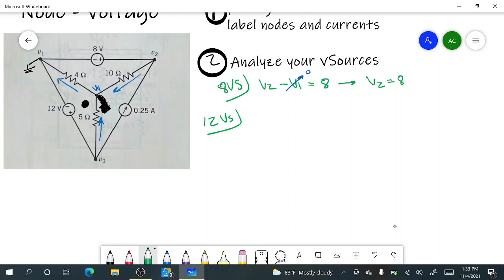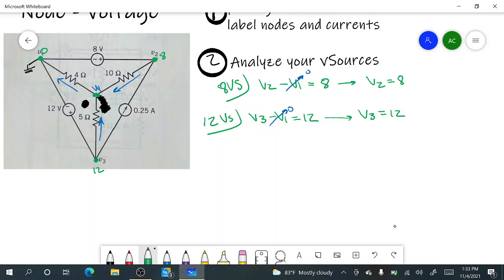Second, I'm going to do my 12 volt source. The plus value is on my V3. The minus value is on my V1, and it equals 12 volts because that's the voltage of the source. The same exact thing happens. These are both grounded by the ground, and so they both get that simplification factor. So I know V2 automatically, and I know V3 automatically. Okay, so I got 8 volts and 12 volts. Great. So with that being said, I actually automatically know this voltage and this voltage. This is 12, this is 8, this is 0.